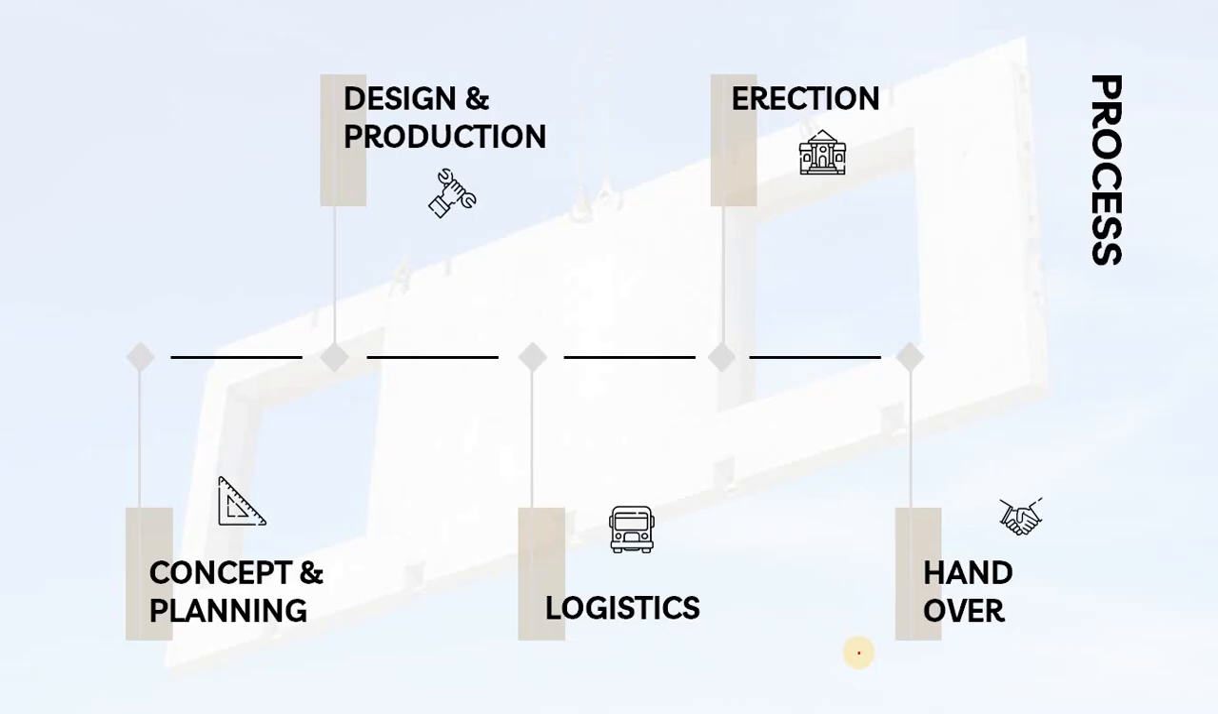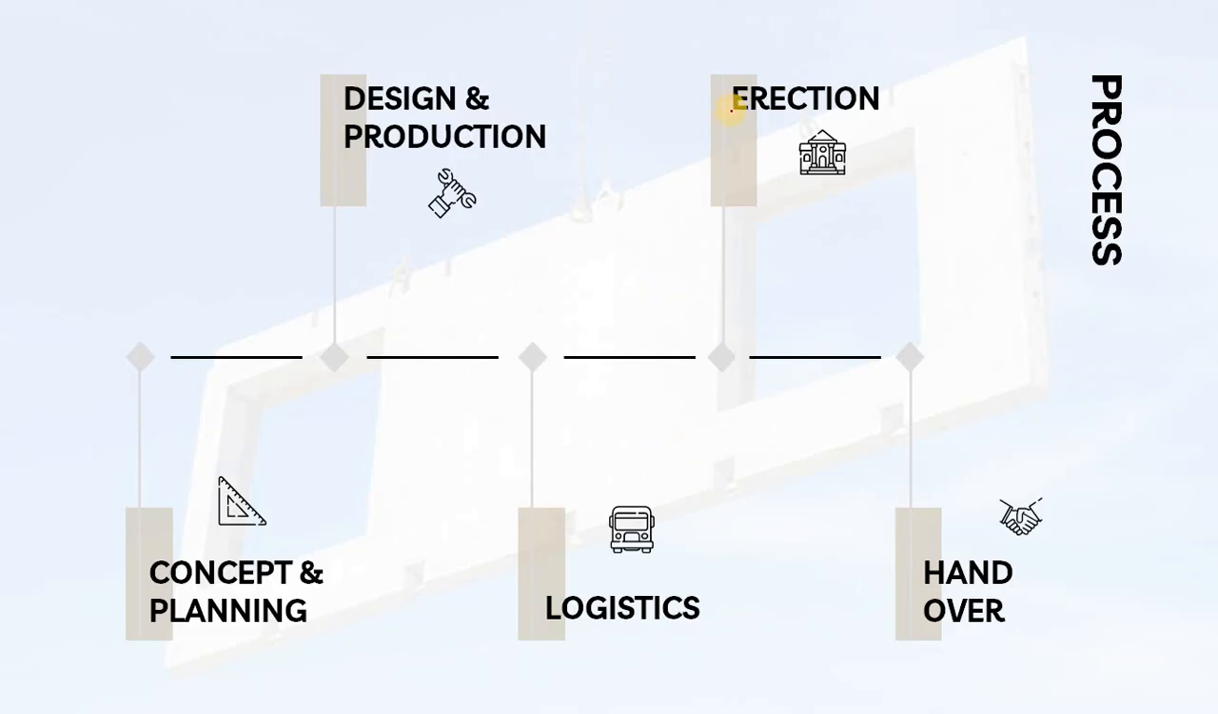Now let us move to the process. This is the process in which precast technology works. It starts from the concept and planning, where each and every element is planned well, and then it comes to the design and production, where elements will be designed and production will be done. Coming to the logistics, after the production and all the necessary requirements, the elements will be transported using a special trailer to the site.